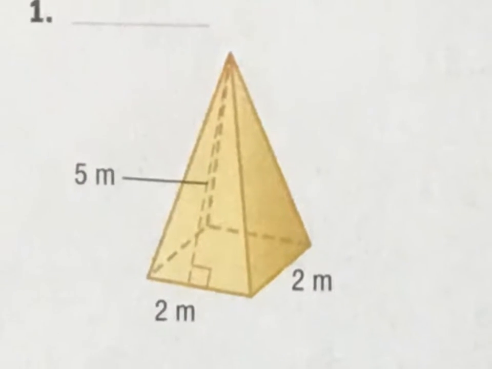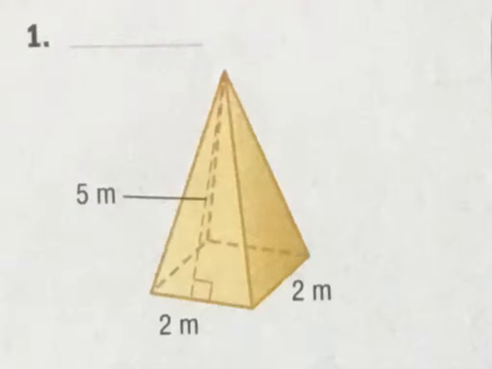Okay, this first one we have a pyramid and the bottom is a square. When the bottom is a square, it means we got 4 triangles. One triangle, 2 triangles, 3 triangles, 4 triangles, and we have 1 parallelogram. And all of these triangles are going to be the same. But let's do the parallelogram first. It's a 2 by 2, which means it's a 4 meter square.